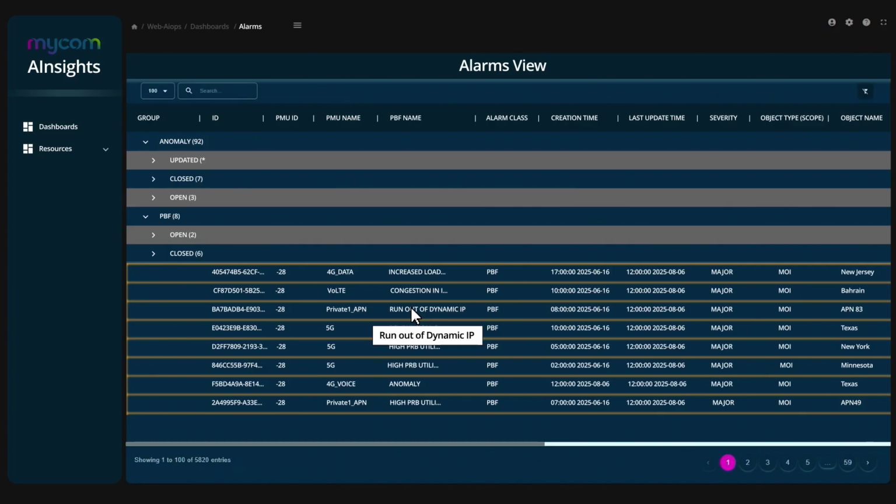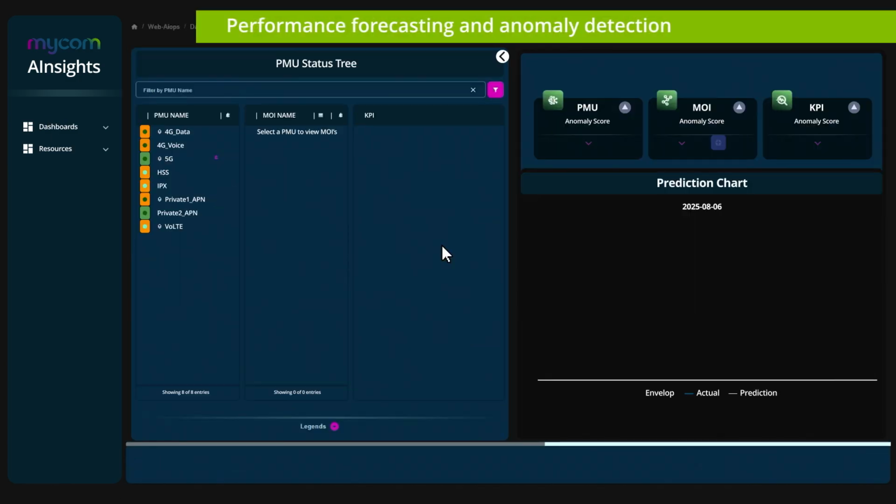Let's now dive into each alarm to see how they were triggered in the PMU navigation tree. Each predictive monitoring unit, or PMU, is linked to a set of MOIs, and each MOI is linked to its KPIs. In the PMU navigation tree, I can see all PMUs configured in the system. They can be set up for any geographical area or a specific service. In my system, there are PMUs for monitoring APNs, the RAN, IPX for voice services, 8SS for data services, and voice over LTE for outbound promos.